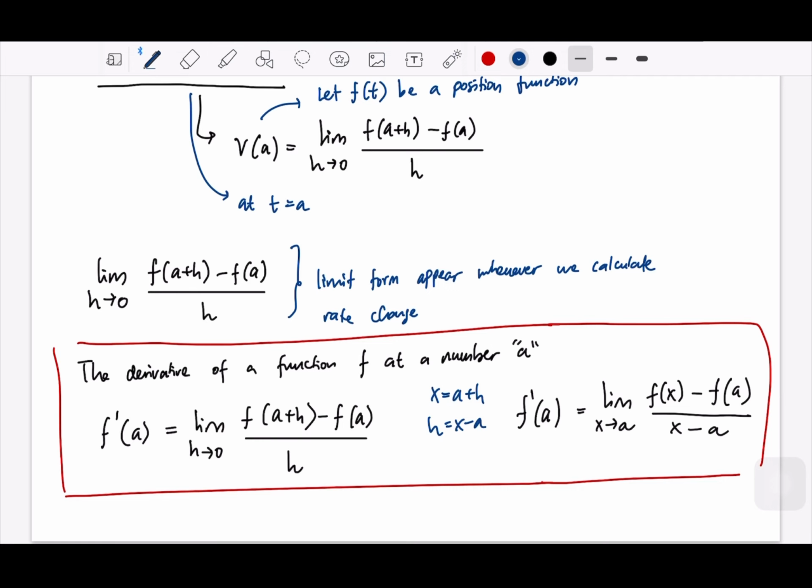So we define the derivative as a concept from the slope of a tangent in terms of limit.